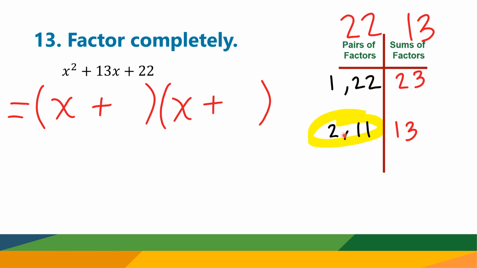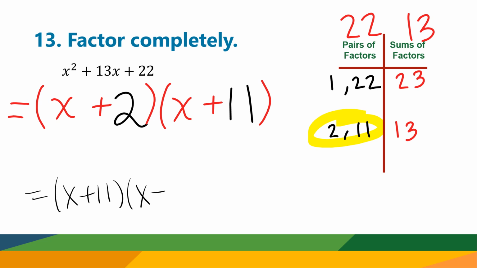So now we're just going to put those numbers in the blanks, 2 and 11. If you put the 2 first, that's fine. If you put the 11 first, that's fine. Let's see what I did. Yep, I put the 2 first. All right, but again, you could also write it as x plus 11 times x plus 2. Same thing.